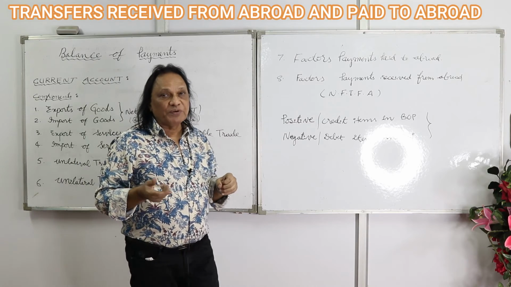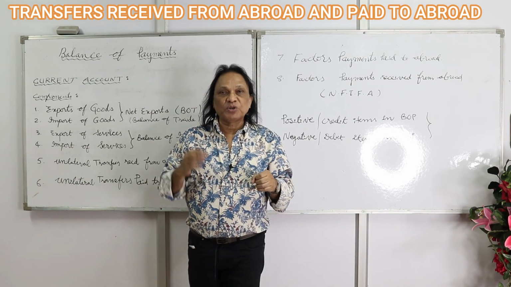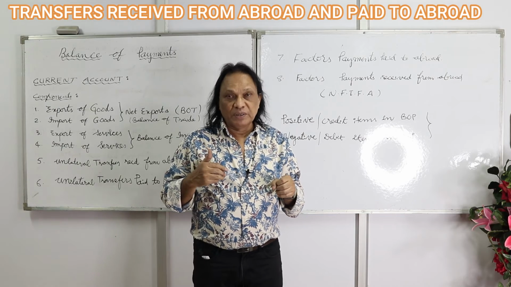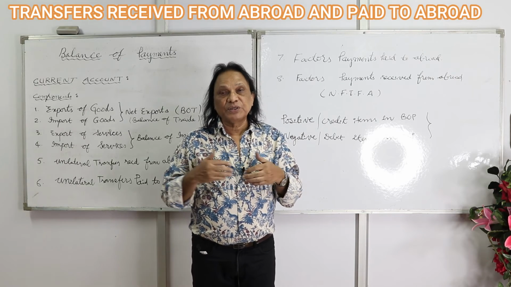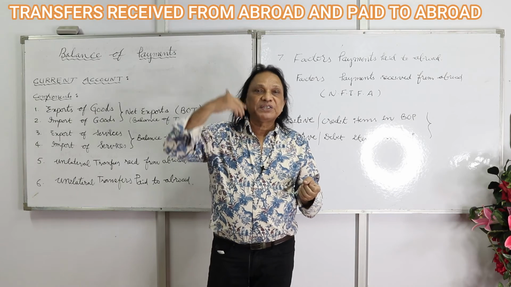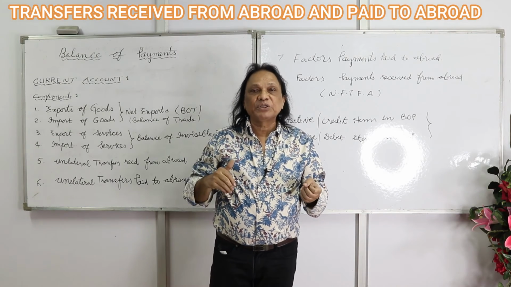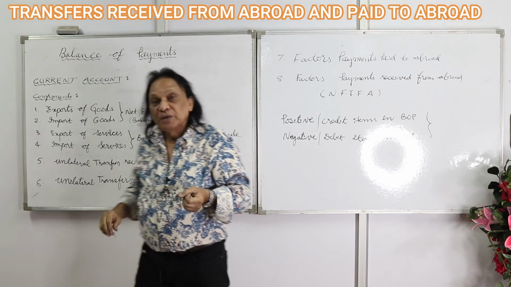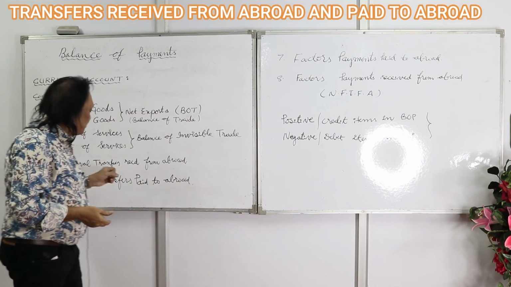These can be in terms of gifts. These can be in terms of other things which we are getting from abroad. Gifts. Right? India receives remittances from abroad. Many Indians are permanently staying abroad. They keep sending money to India. So that is unilateral transfers, or we call them transfer payments from abroad.